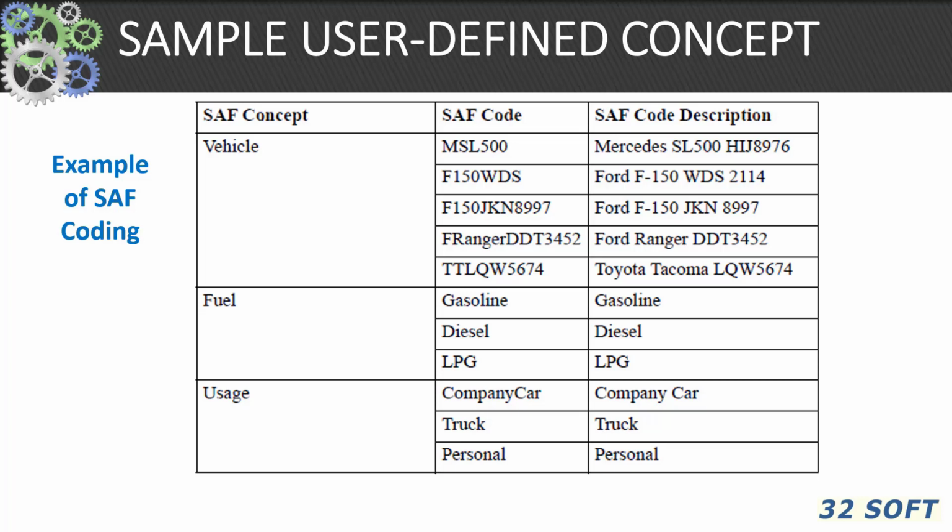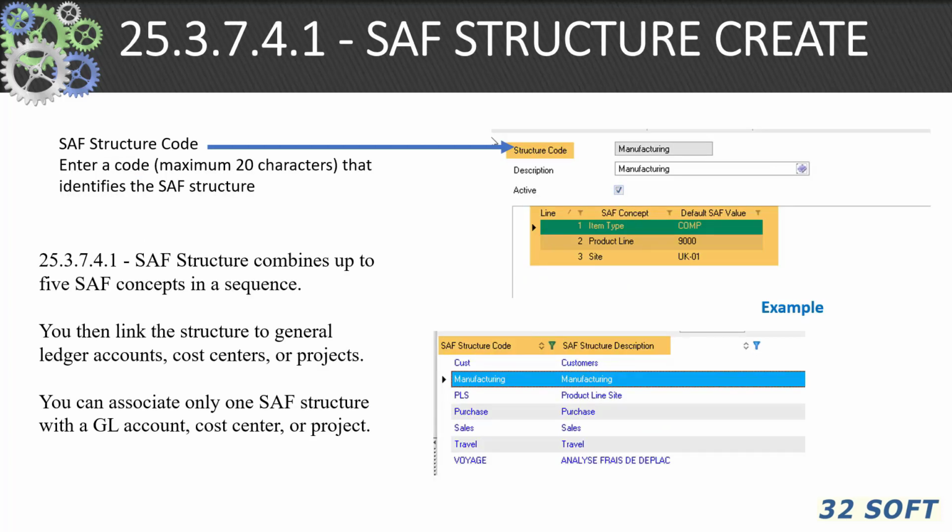This is the example that I used, the registration number for the vehicles, the VIN number. You can have a vehicle concept, a fuel concept, a usage concept, and then SAF codes based on the individual VIN numbers if you want. Very, very useful for reporting.